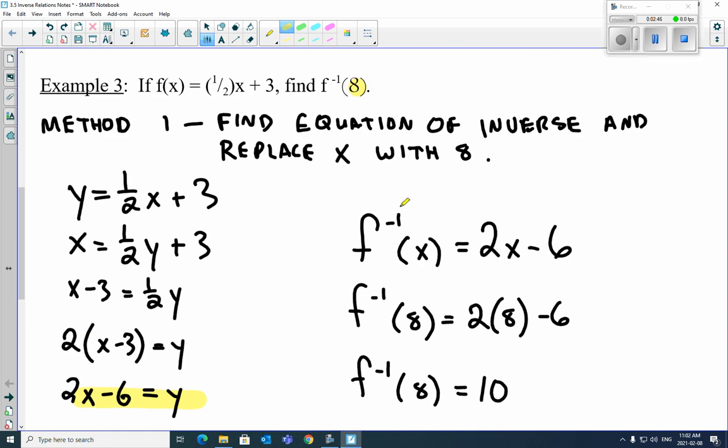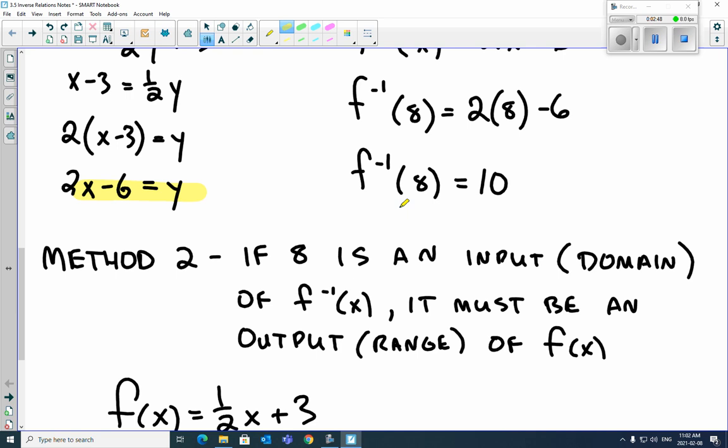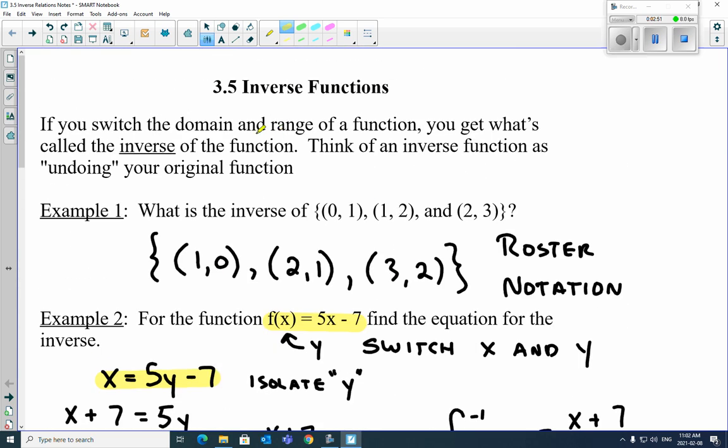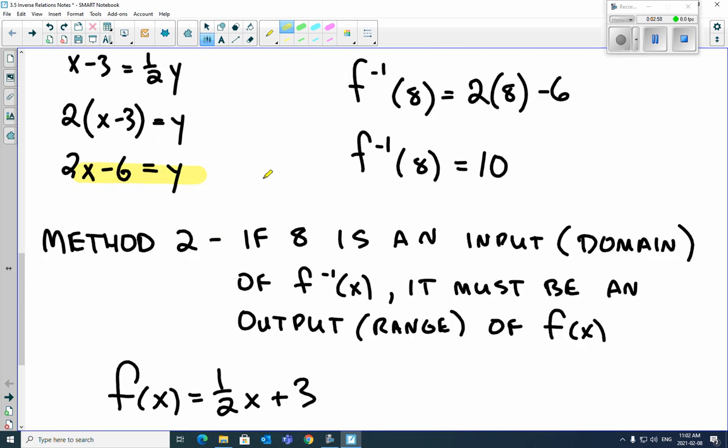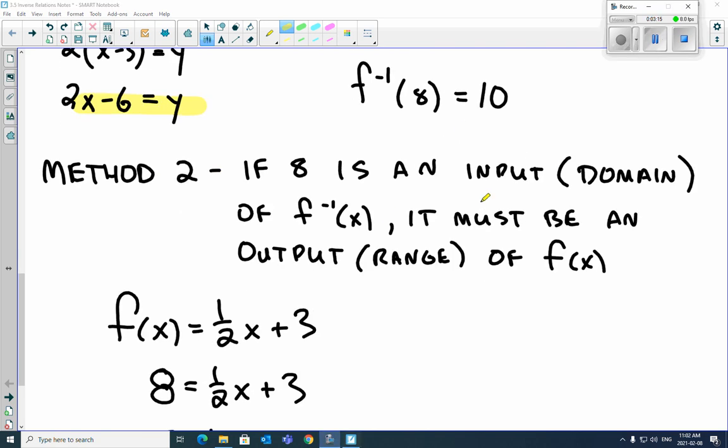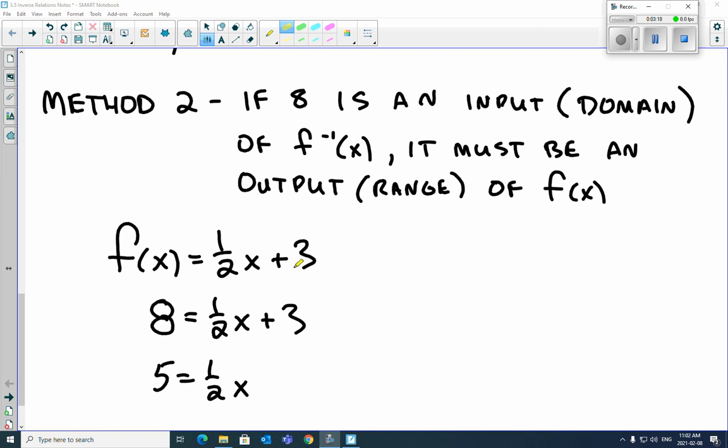Now, here's an interesting one, method 2. If you think about this way back at the beginning, if you switch the domain and range of a function, it's the inverse. Okay, so here's the thing. Method 2: if 8 is an input, it's the domain, if we're plugging it into f of -1 of x, it must be the output of the original function, right? So if 8 is the input in the inverse right here, it has to be the output of the original function. So we can do that. We can actually take the original function, and instead of plugging 8 into x, we're going to plug it into y.